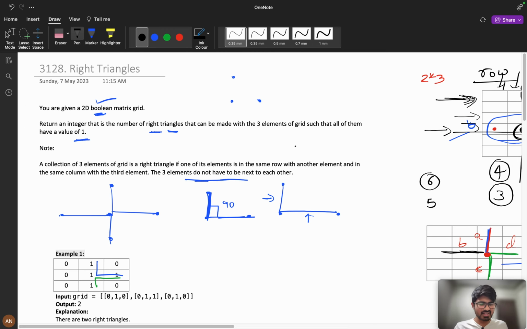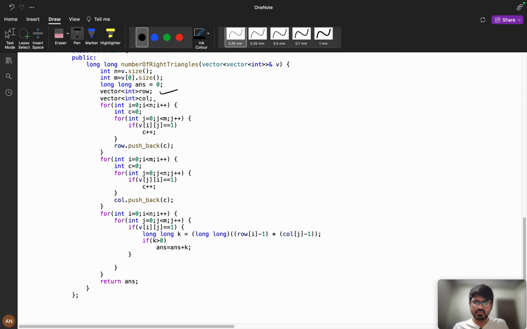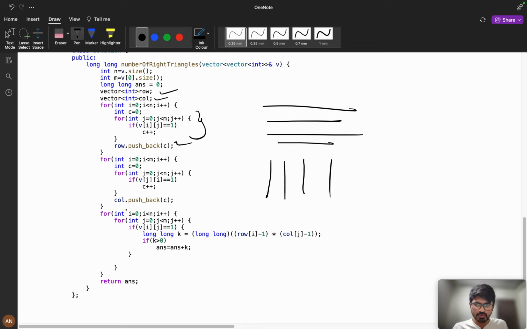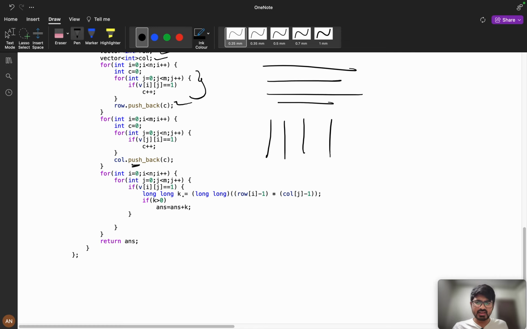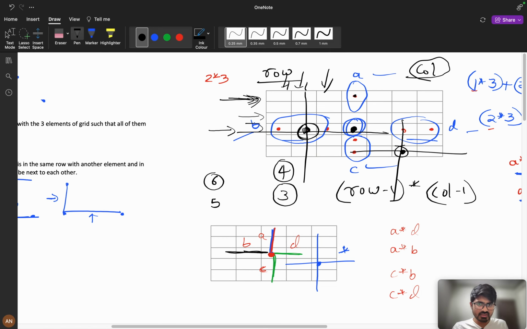So I think you have got it. Let's see the high level of the coding part. Try to code by yourself, and if you are unable to code, then you can see the coding part. Now it's simple. We have row sum and column sum. We will iterate over each row first, and push into the row vector. Then we will iterate over each column and push into the column vector. Finally, this is my long K: row minus 1 into column minus 1. We have seen here, right? This will be my row I and this will be my J.